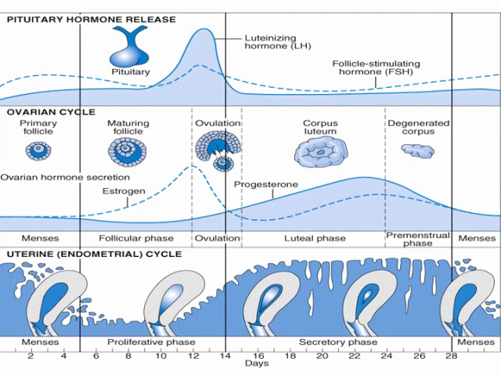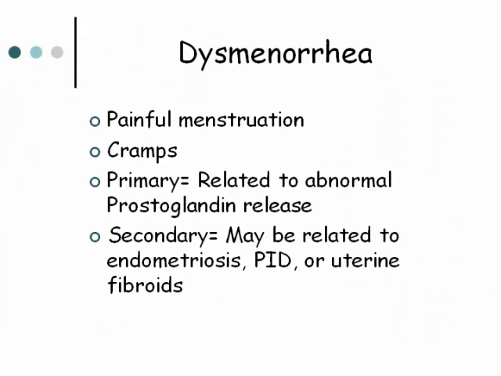Remember that the woman's endometrial cycle is 28 days, give or take. The ovarian cycle is made up of the follicular phase and the luteal phase that you see up there in the middle section of that picture. And then you have the premenstrual phase that happens just before menses, or the woman's period, and then ovulation happening about halfway through the 28-day cycle.